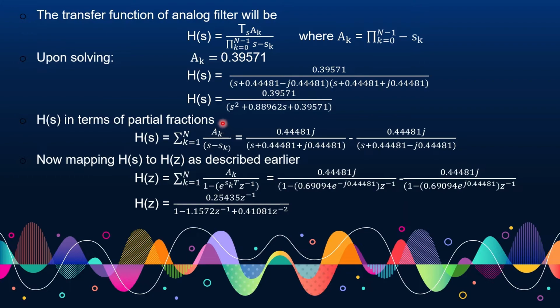Considering the partial fractions of the H of s, we get H of s as this. Now mapping each of the partial fraction terms in the H of s equation to the z domain, we get the transfer function of the IIR filter as 0.25435 z inverse by 1 minus 1.1572 z inverse plus 0.41081 z inverse square.